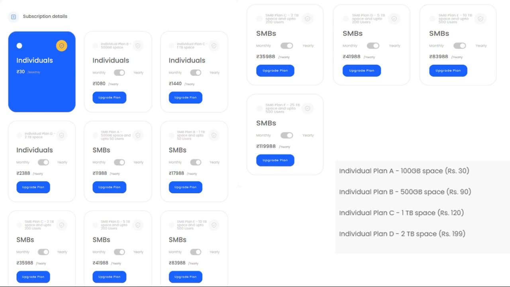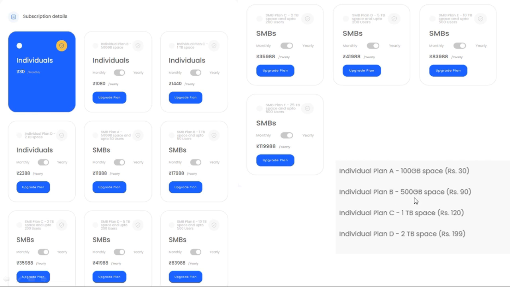Actually, I have seen many YouTubers have uploaded the thumbnail saying that you will get 2 TB only for 30. So that is not the right information you are given. Actually, you are misled in that. So the real plan is 100 GB you will get only for rupees 30, and this 30 is not a lifetime charge. This is the monthly rate. As you can see, individual 30 you will be charged monthly.